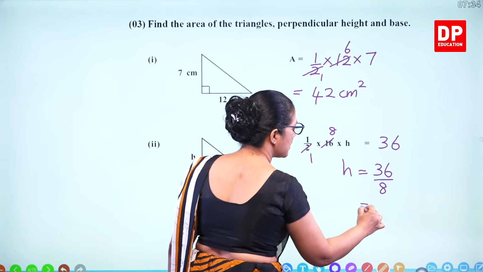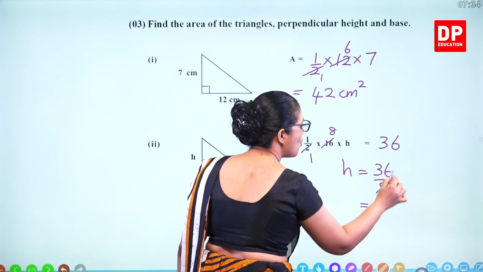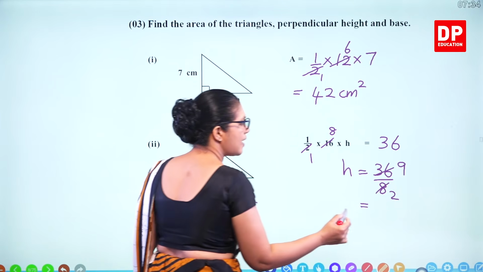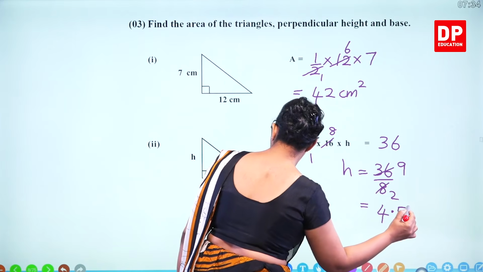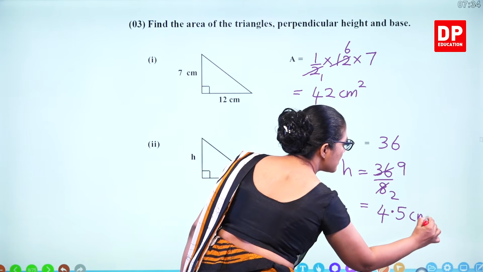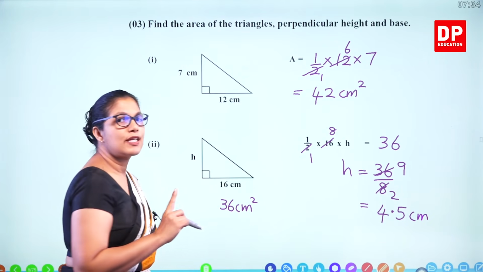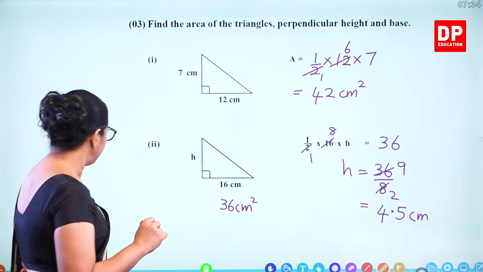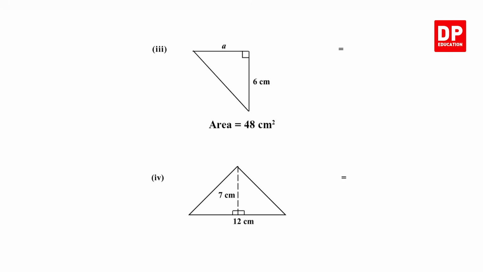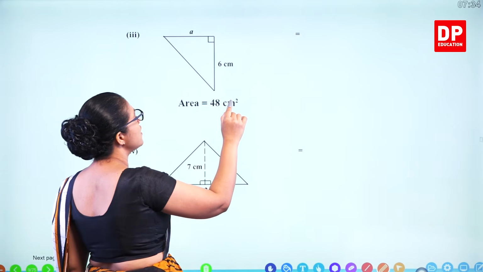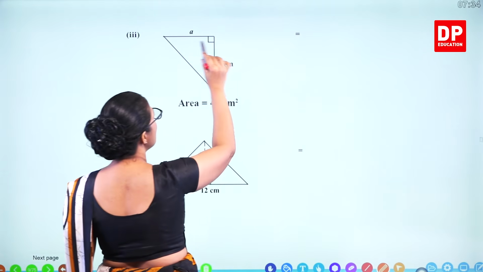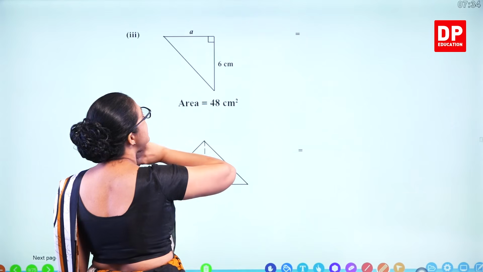So you get 4 times 2, 4 times 9 over 2 means 4.5. So 4.5 centimeters is the perpendicular height. Again, this is a right angle triangle. So what's the area? Area is 48 square centimeters.